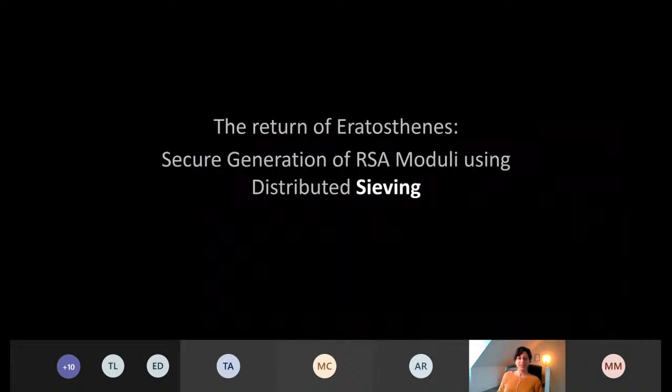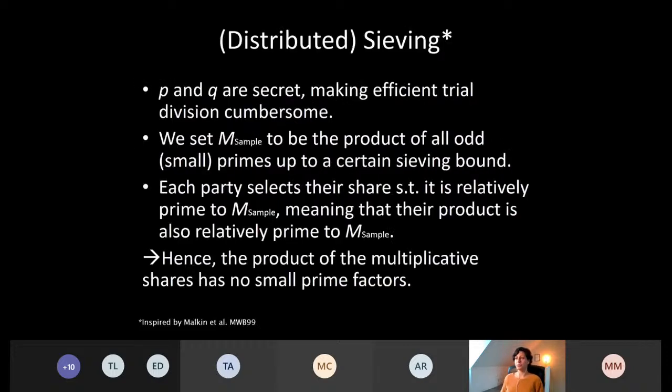Let's continue with the title. The next part is about sieving. More precisely, we look into distributed sieving in this work. To find these primes and combine them into the biprime N, the most straightforward way would be trial division. But remember that if we want to do this in a distributed manner, P and Q are secret, and then trial division is not possible. It's not possible to be done efficiently, at least. So how do we overcome this problem?